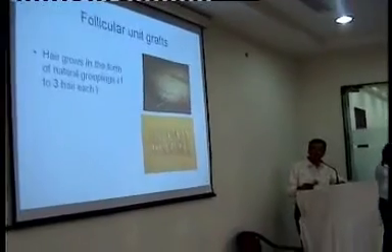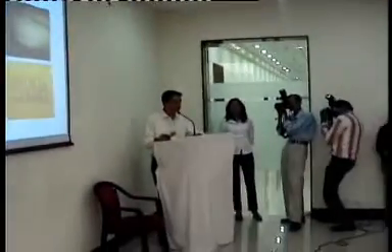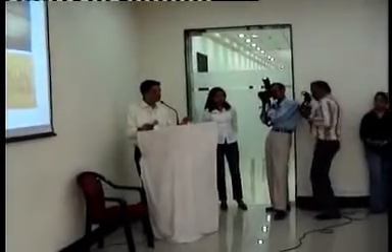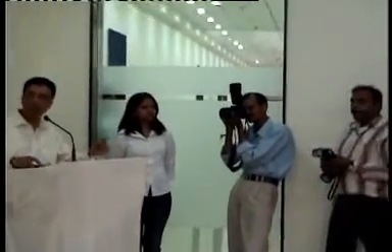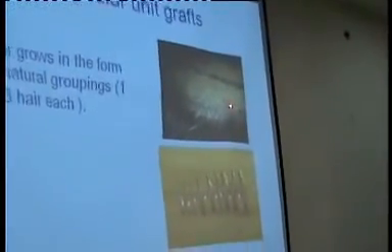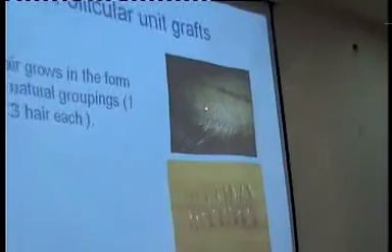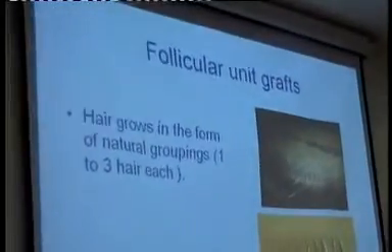Hair grows in forms of follicular units. Hair does not grow as one hair in each place. Hair grows as groupings of 1, 2, 3 or very rarely 4 hair in one place. These are called follicular unit grafts. This is a picture of a donor area, scalp donor area, where the hair has been cut to show how they are growing.